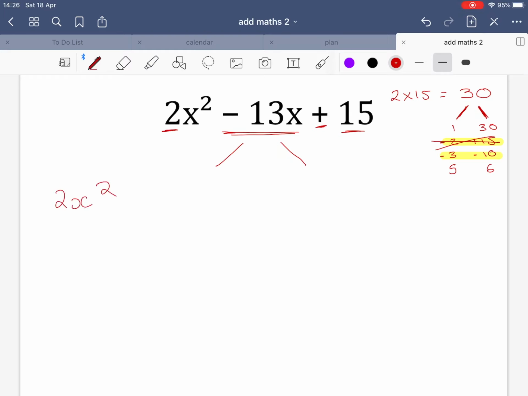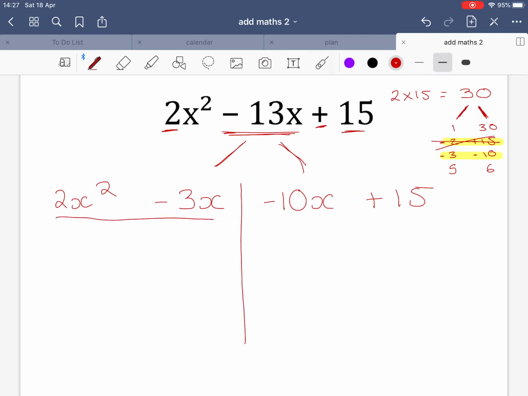So my 2x squared stays the same. It doesn't matter which way around you write your 3 and 10, so I'll do my 3 first, so -3x. And I've got my -10x, so instead of 13x, I've just split it into 3 and 10. And the plus 15 stays the same. I now do my next step, which is split it down the middle, and I want to factorise one half and then factorise the other.